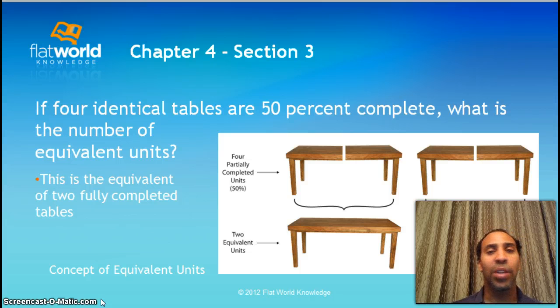So here's a good example. Pictures are always worth 1,000 words or more than 1,000 words. So if four identical tables are at 50% complete, what is the equivalent number of units?